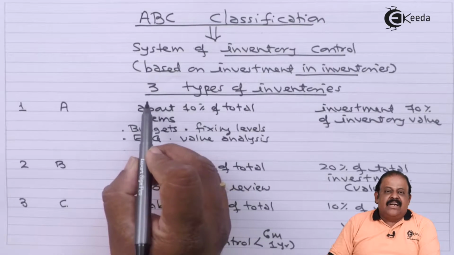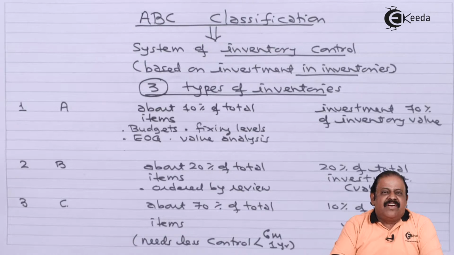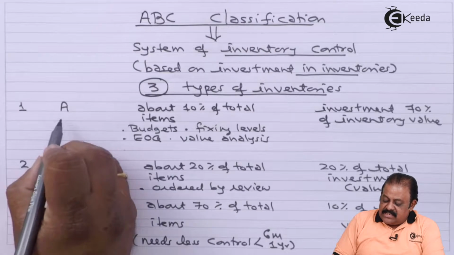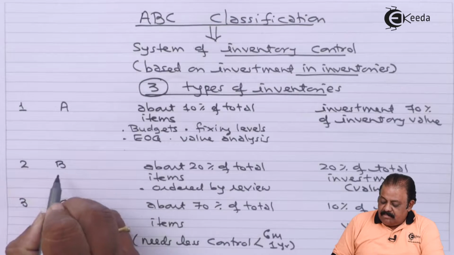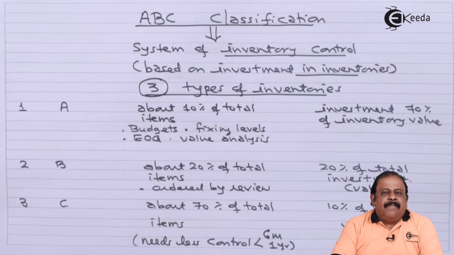Accordingly, under this method, all inventories are classified into three groups, that is A category, B category and C category. Now here basis of classification is how much investment is required for that particular stock and what is the percentage or proportion of that stock to the total stock.